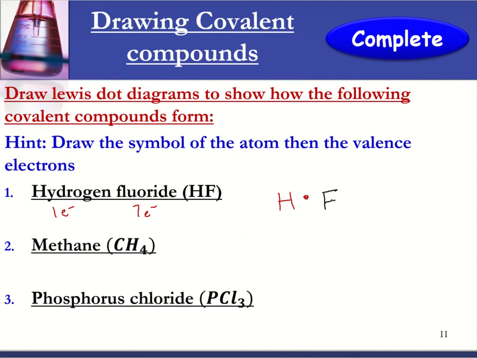Fluorine on this side goes 1, 2, 3, 4, 5, 6, 7. That 7 forms a bond with this one here, and that becomes 8 for our fluorine, and that becomes 2 valence electrons for our hydrogen. You can see there's only one bond formed, so it is a single bond.